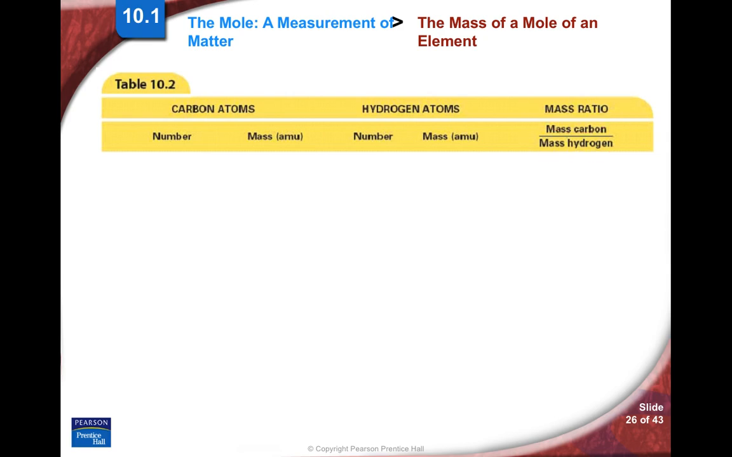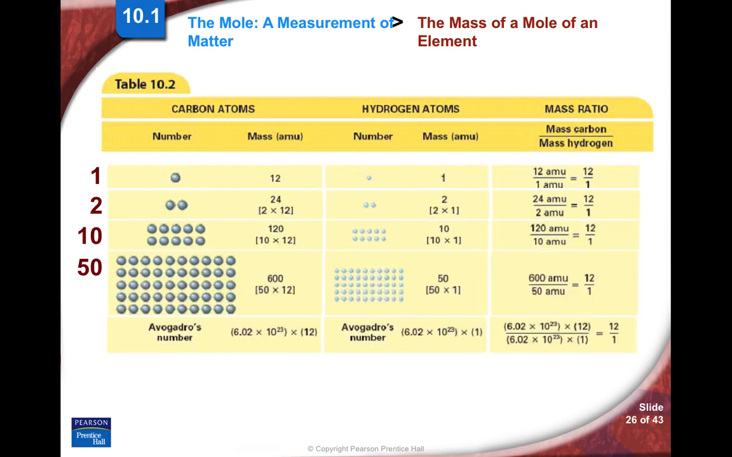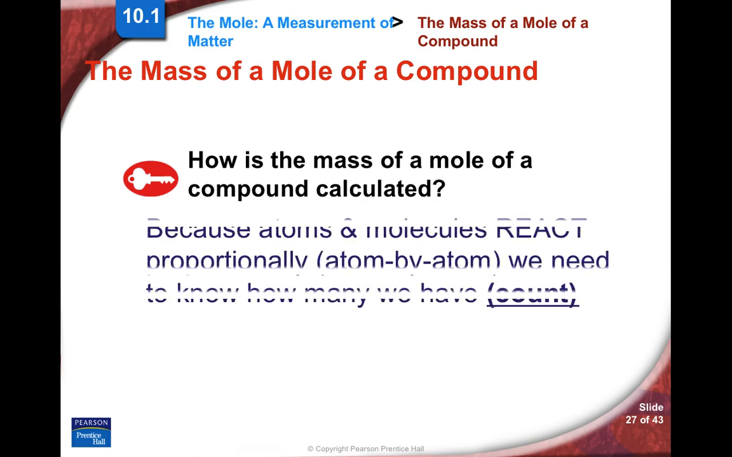So if we compare carbon and hydrogen, we can do it atom by atom, 2 atoms, 10 atoms, 50 atoms, a mole's worth of atoms. It doesn't matter. Very most important thing, how do you calculate the molar mass of a compound? We need to know how to do this because chemical reactions occur atom by atom reacting with each other. We have to be able to count them, which of course is impossible because we can't see them, but we can weigh them out, mass them out, and get enough information to do our calculations.